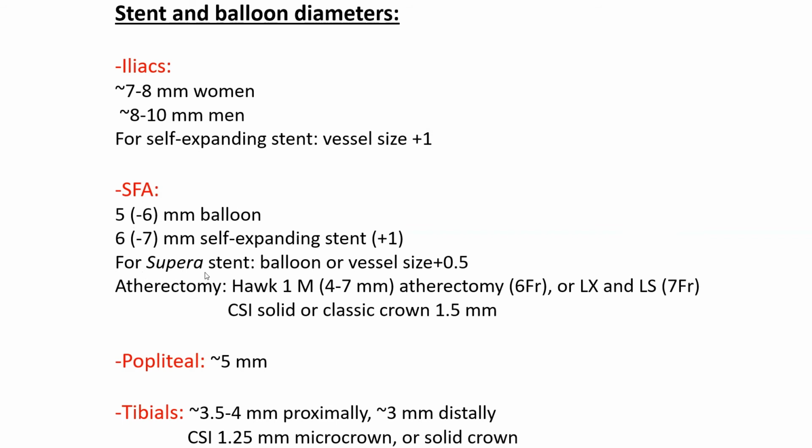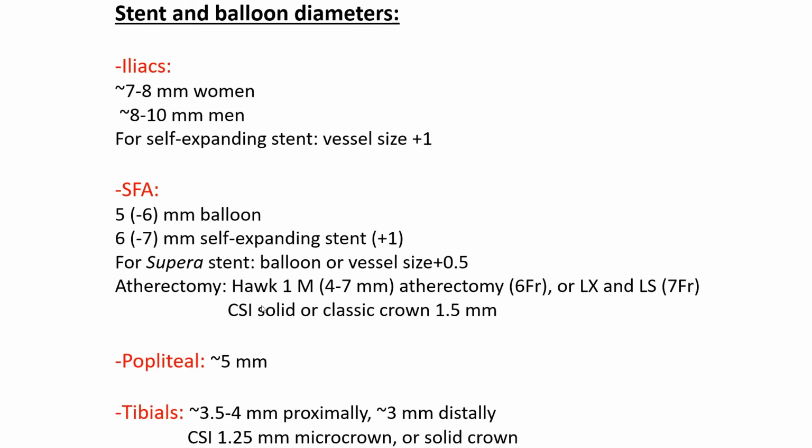For the Supera stent, the sizing is more fine. And generally speaking, you size your balloon 1-to-1 to what you think the vessel size is, and you add +0.5, not +1. So if your vessel is 5 millimeter, you use a 5.5 Supera stent. Otherwise, that Supera stent will elongate and will end up landing in an area where you are not planning on landing.